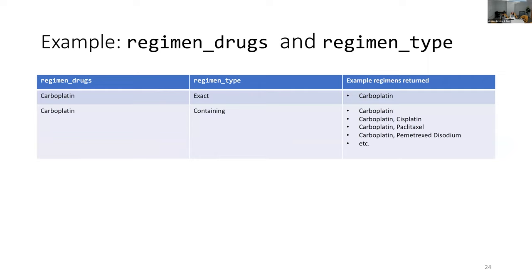So if you said regimen drugs was carboplatin and regimen type is exact, you would only get patients returned who received carboplatin. But if you said regimen drugs is carboplatin and regimen type is containing, you would get anyone who received any regimen that contained carboplatin. So that would include carboplatin alone or carboplatin given with cisplatin, paclitaxel, pemetrexed, and so on.